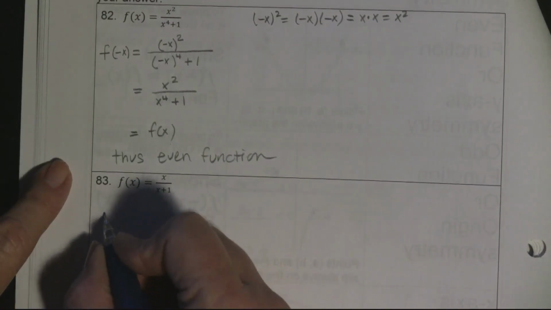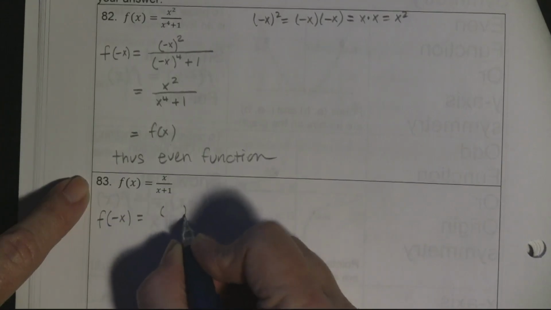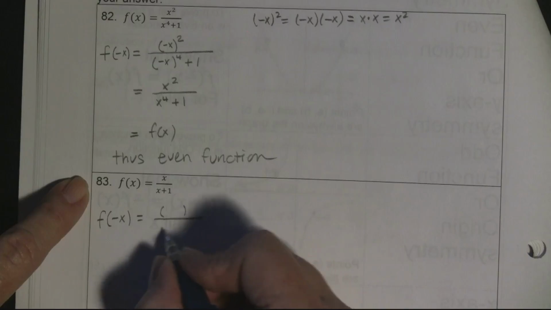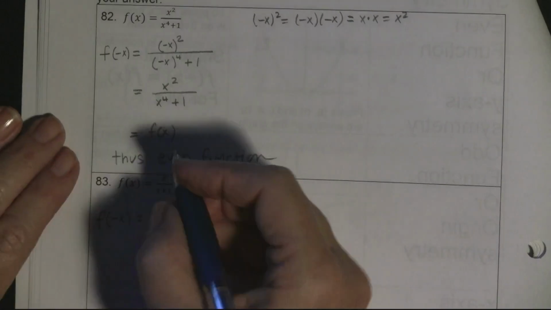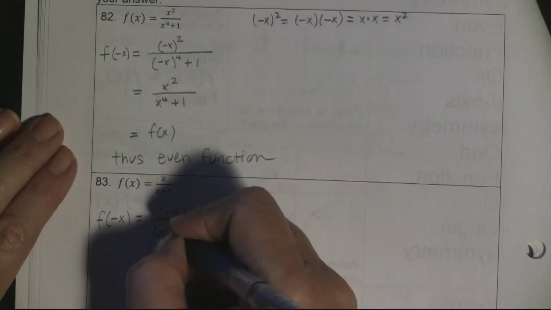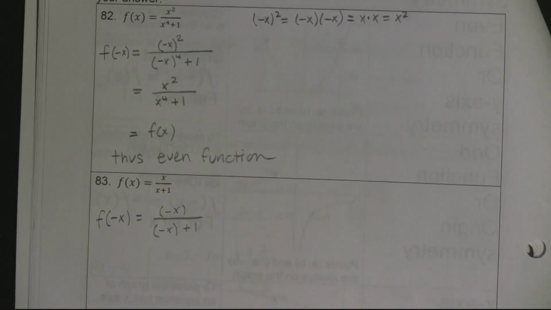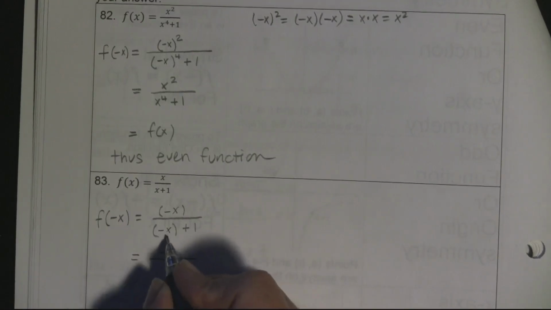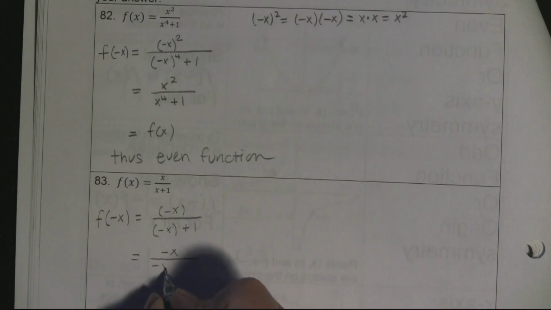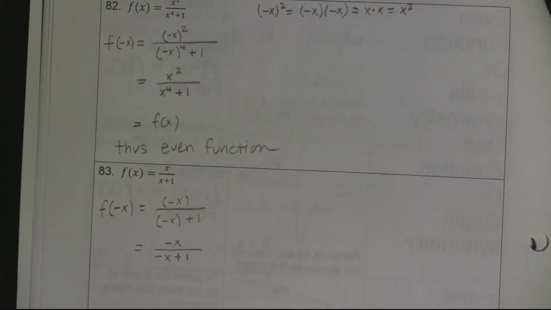And so I'm going to start off with f at negative x equals, and then I'm going to put parentheses right where I see x, divided by parentheses plus 1. And what I'm going to put into those parentheses is negative x. And then I'm going to simplify this. Well, because it's negative x raised to the 1, that's just the same as negative x. And in the denominator, that's negative x raised to the 1 as well, so that's the same as negative x plus 1. And that's not exactly the same as f at x.